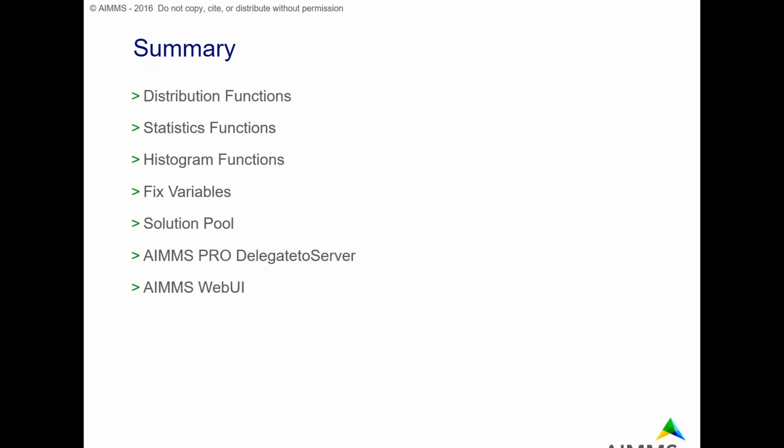But for this webinar, we covered how to do Monte Carlo simulation in AIMMS. So we used AIMMS functions, for example, distribution functions, statistics functions, and histogram functions, to provide a means for us to do that. Also, we showed ways to handle fixed variables and how to set up a solution pool for multiple decisions. Also, we showed on the tool side how to use AIMMS Pro delegate-to-server functions to set up the server-client architecture to do distributed computing, and also we showed the results in AIMMS WebUI.